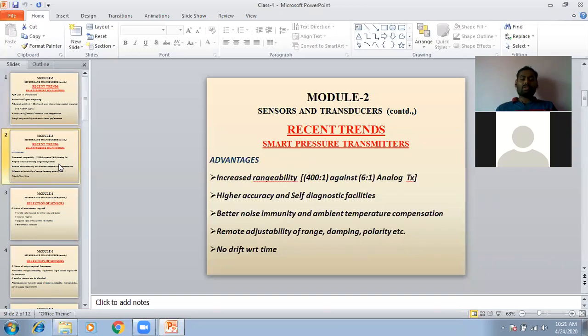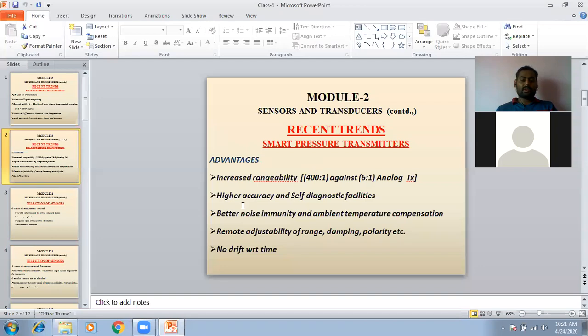What are the advantages of these smart pressure transmitters? As I said, they have increased rangeability. That means in analog transmitters, we have a 6:1 range of the signal, but in smart pressure transmitters, we have a 4:1 range. So this much higher range we can get with smart pressure transducers. This is the biggest advantage of smart pressure transducers.